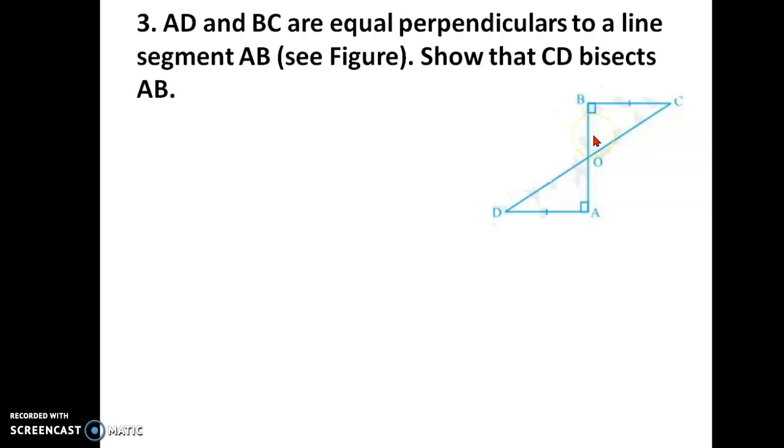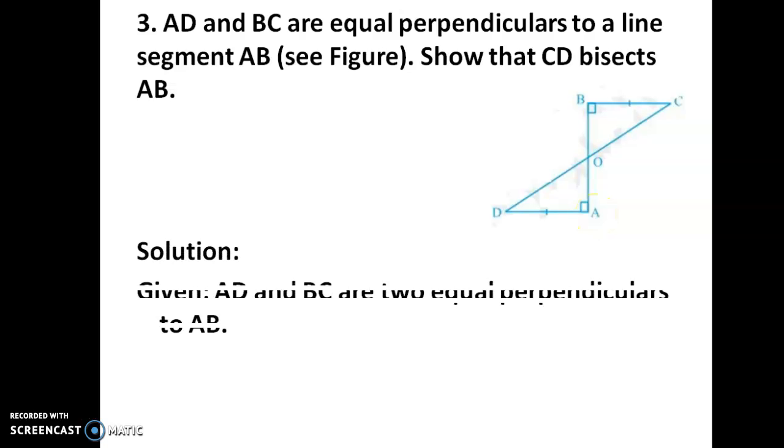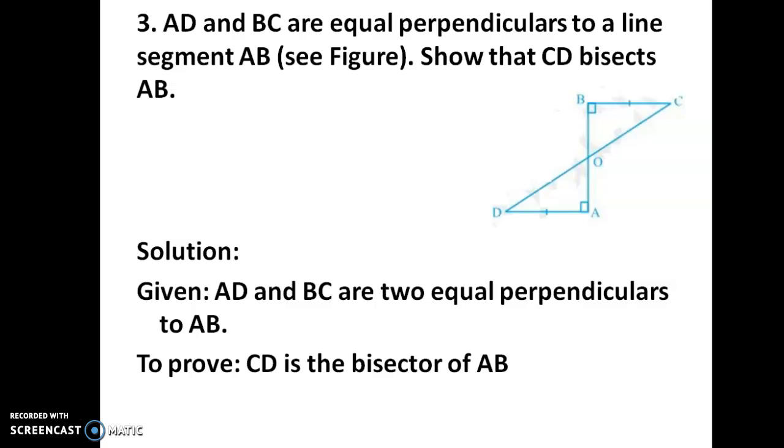Okay, then we have to show that this line CD is the bisector of line AB. Okay, so this CD line bisects line AB, that we have to show now. So first write the given. AD and BC are two equal perpendiculars to AB. Then to prove is CD is bisector of AB.